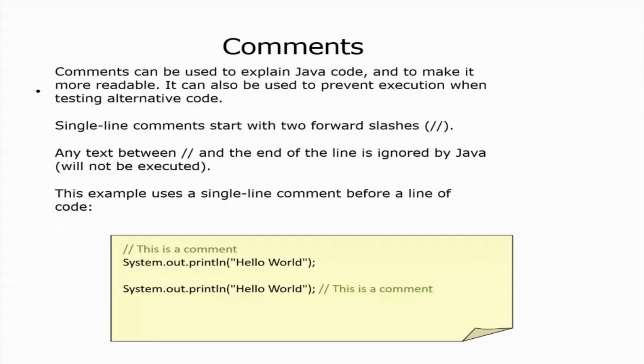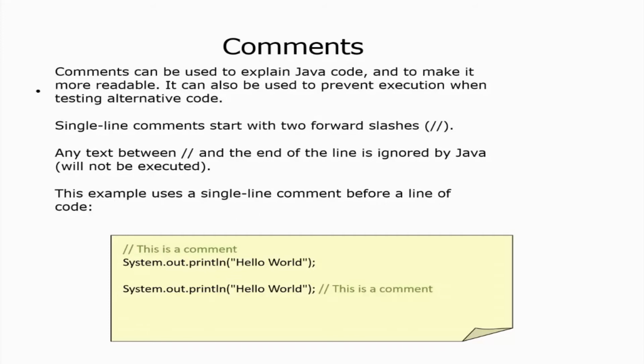So now I'm going to teach you the first basic syntax in Java, which is the comment. A comment can be used to explain Java code and make it more readable. It can also be used to prevent execution when testing alternative code. It's like you want to explain your code and make it more readable for any programmer or for yourself. And Java won't read anything within the comment. It's just for programmers to see.